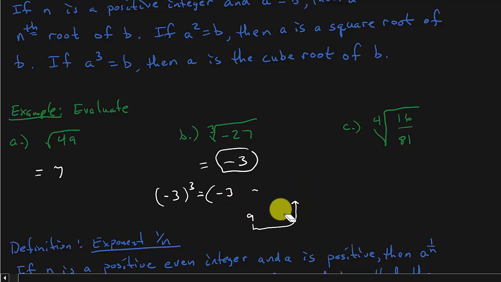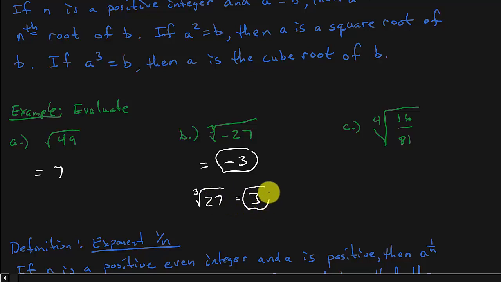Just remember, if the index is an odd number, you can get a positive answer or a negative answer. But if the index is an even number, then your answer is going to be positive. For instance, if we had the cube root of positive 27, that would be just 3, because 3 times 3 is 9, and 9 times 3 is 27.